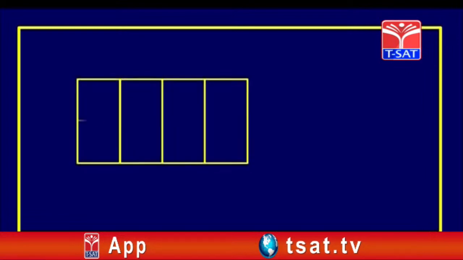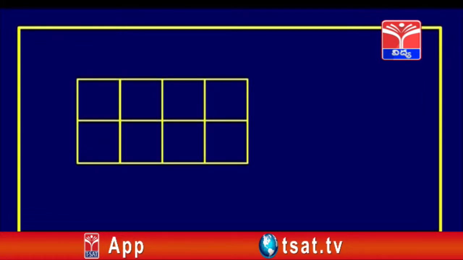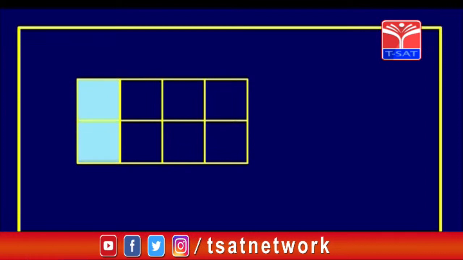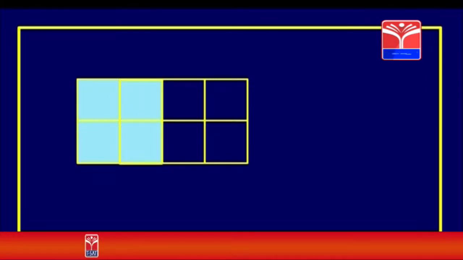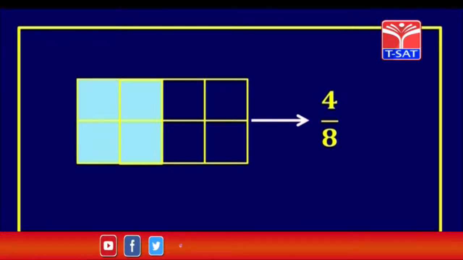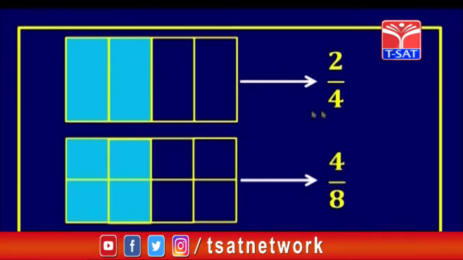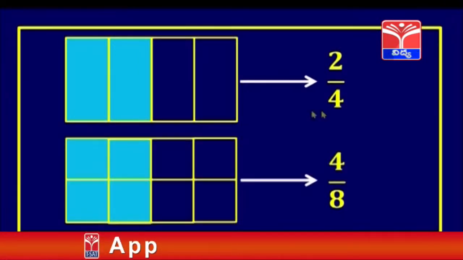Now children, I'm going to consider the same rectangle, but now I have divided this into, see, how many equal parts? Yes, 8 equal parts. Now out of 8 equal parts, I am coloring 4 equal parts. Now, what is the fraction equivalent to this, children? You are right, once again, it is 4 by 8, because 4 are colored out of 8. So children, now let us see what we have done in both examples. So we have got 2 by 4 and 4 by 8.